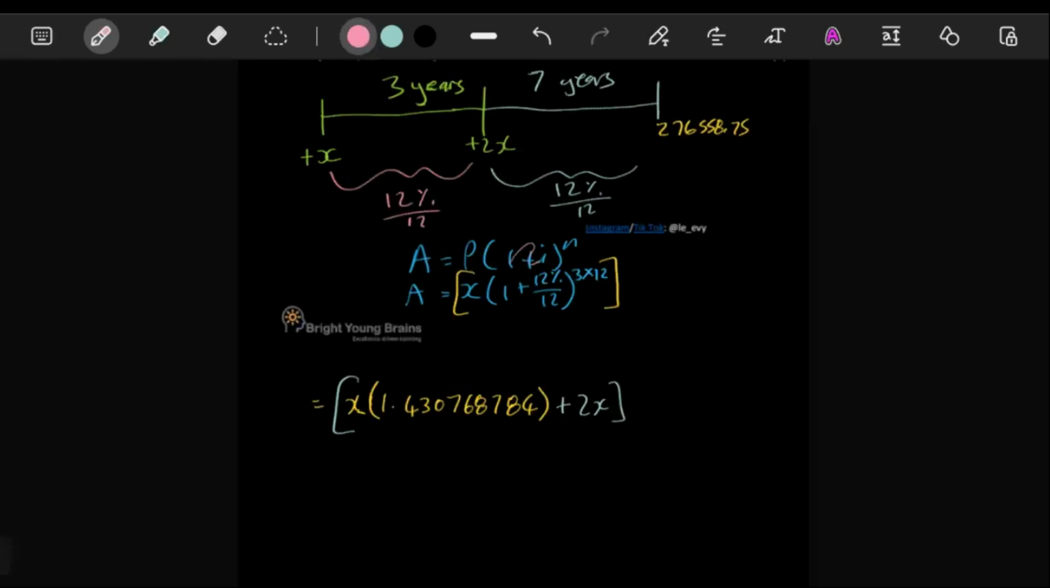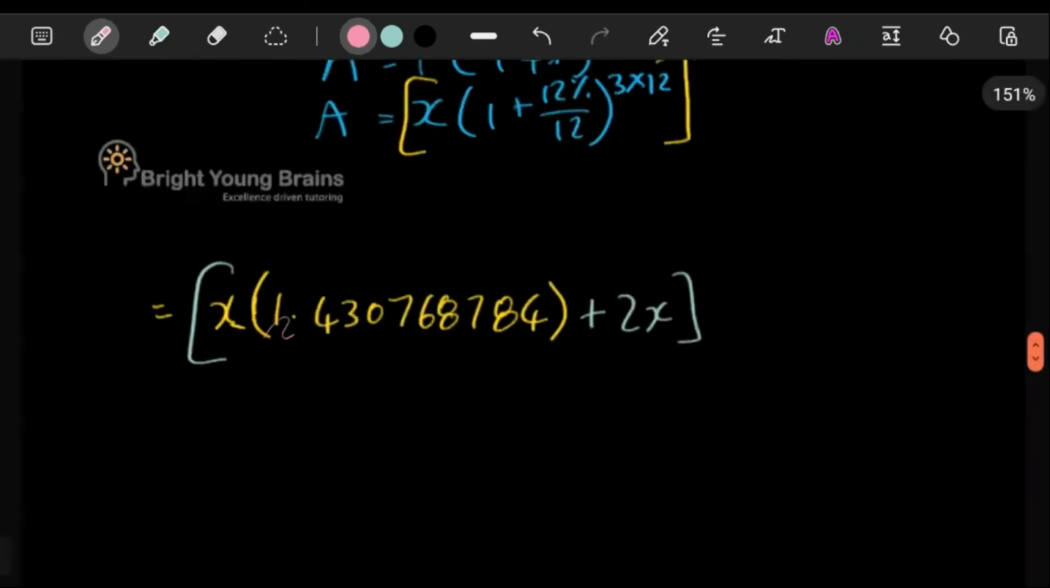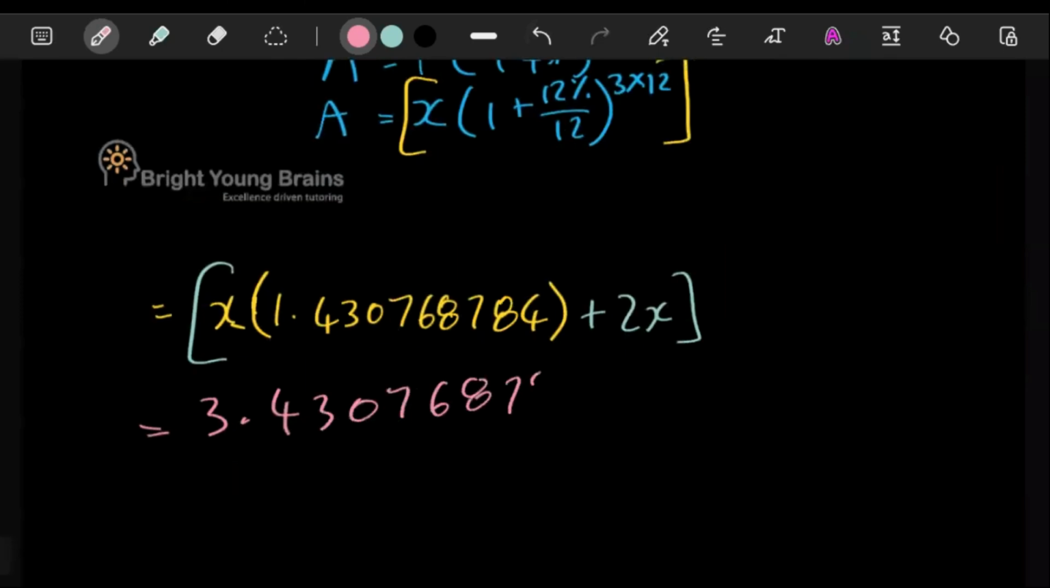So if you think of the compound interest formula, during this 7-year period, this is the money you put into the account. So it's this value here plus 2x. Remember, 2x plus this value x would just give you 3.430768784x. Here I just wrote x in front, but it's the same thing. It's just like saying 1x plus 2x, which would give you 3x.